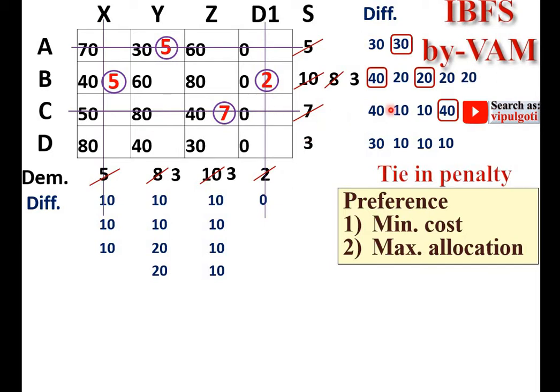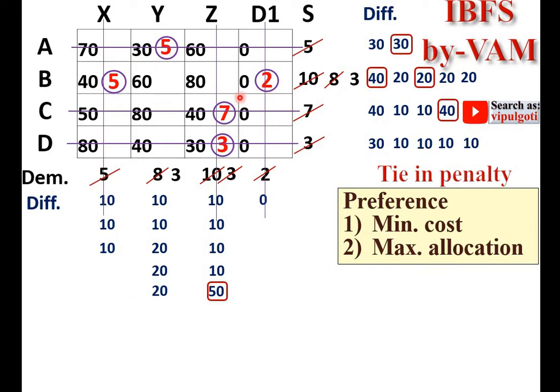Once again find the penalty for the remaining rows and columns. Select the greatest penalty. So this is your minimum corresponding transportation cost, and here select the minimum value from the corresponding supply and demand. So it will be 3. Now modify the supply and demand. So both will be cancelled.